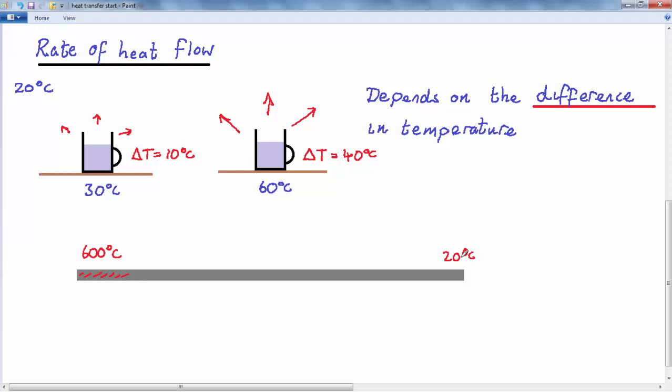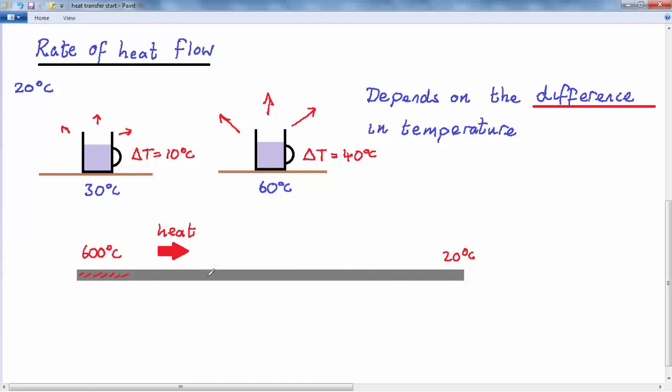In which sense does it flow? Well, the same principle. It will always flow from hot to cold. So heat will always flow from hot to cold, and the greater the difference in temperature between this end and this end, then the faster the heat flows.